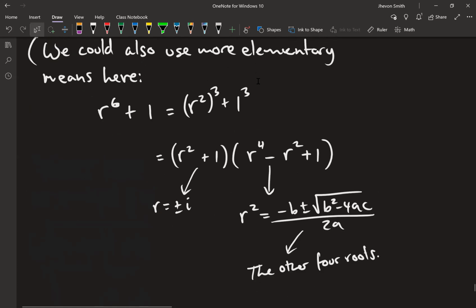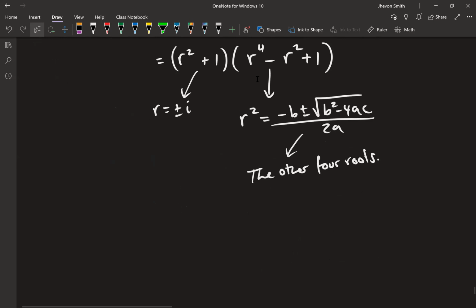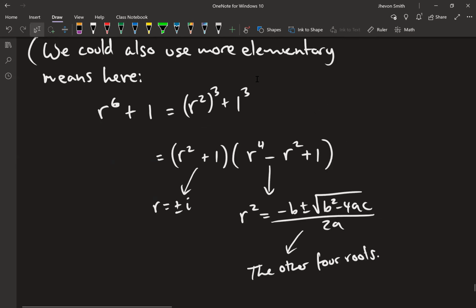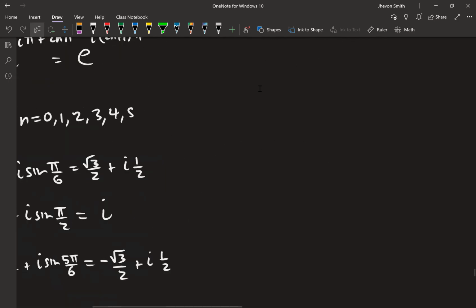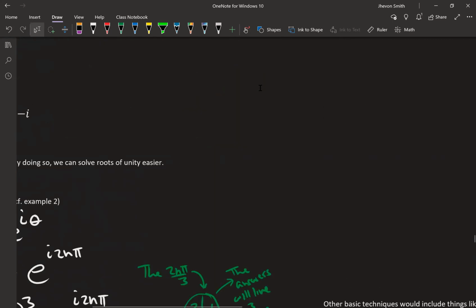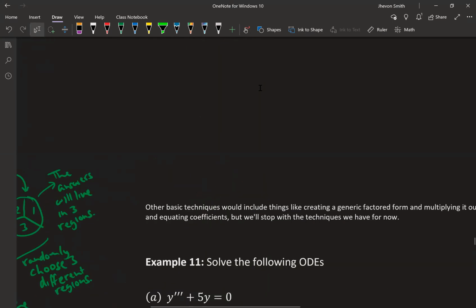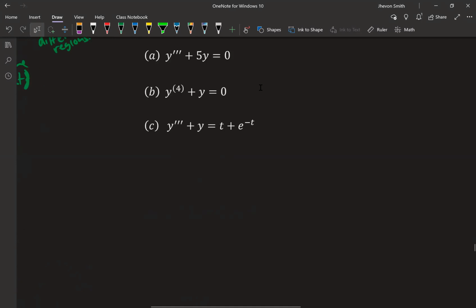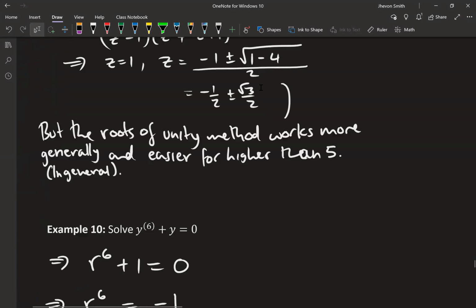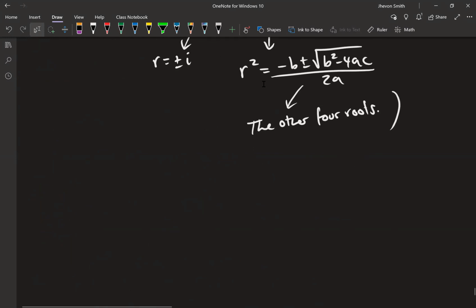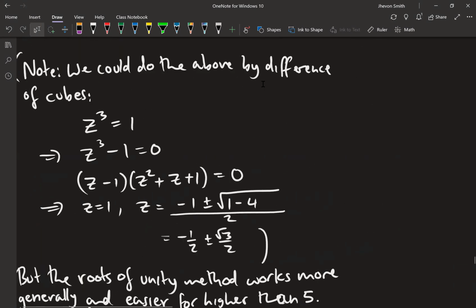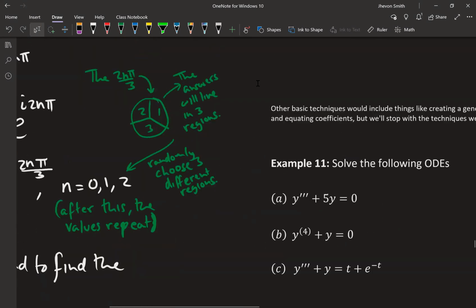So I mentioned that you could do a lot of these the other way, so I just wanted to show you what that would have looked like. I don't want you to think that the homework was unfair and there's no way you could have solved it if Jhevon didn't teach us about roots of unity. You could have solved the problems without it. The algebra would be a little bit more annoying, but it was possible.